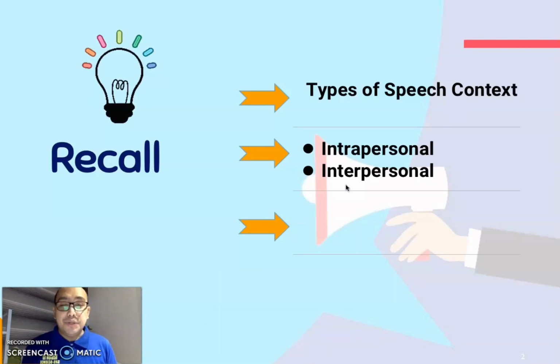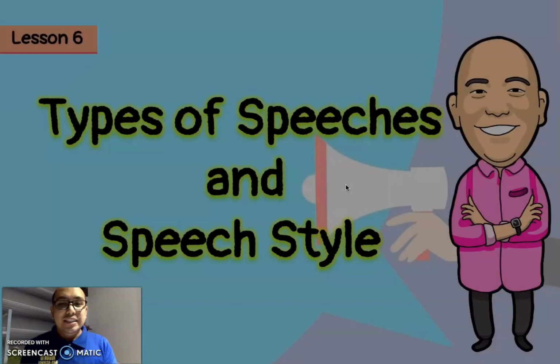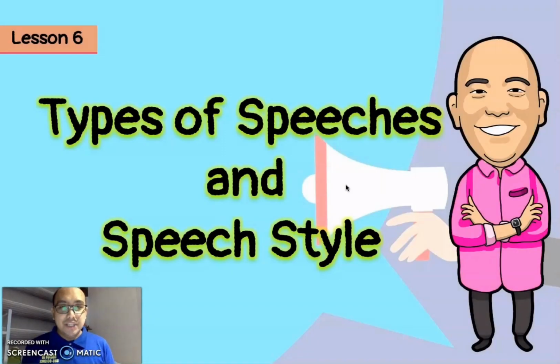While interpersonal communication is subdivided into four types. The dyad communication, communication between two people, the small group communication, wherein there are 3 to 12 people involved in this type of communication, the public communication, and the mass communication. Now, for this lesson number 6, we will be discussing the different types of speeches and the speech style.